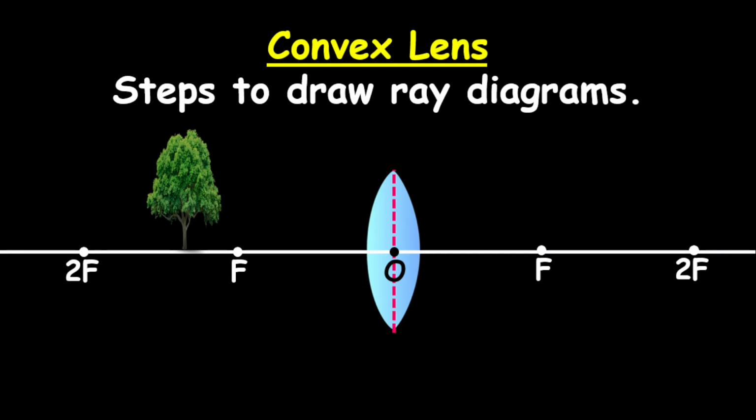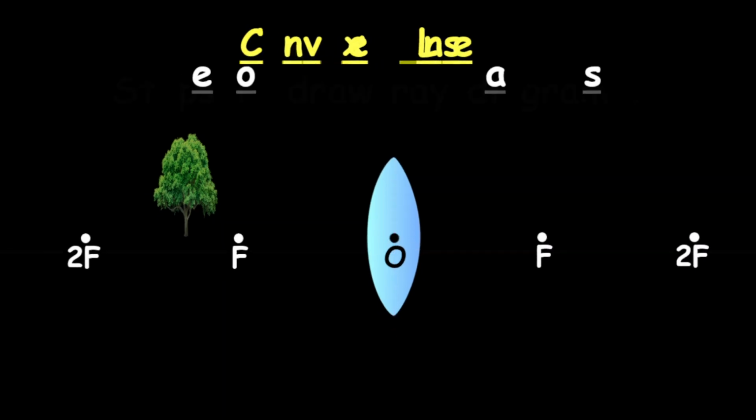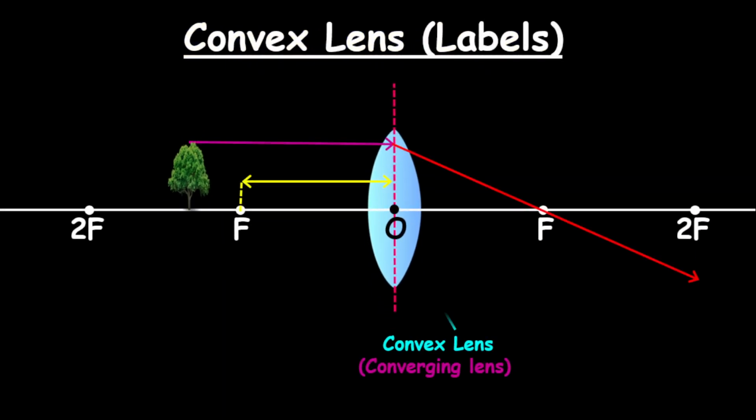Today we're looking at convex lens. Particularly, we're looking at how to draw basic ray diagrams. Before we do that, let's look at the things that we need to know about a convex lens. A convex lens is also called a converging lens.